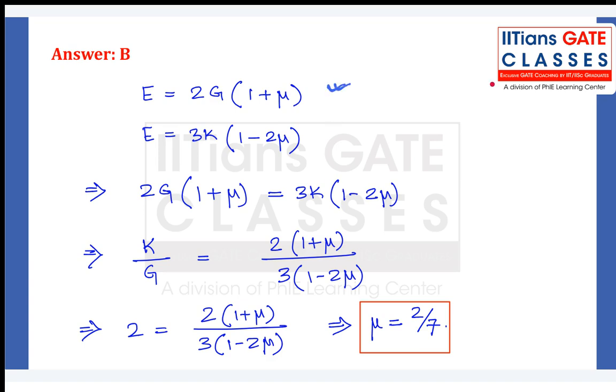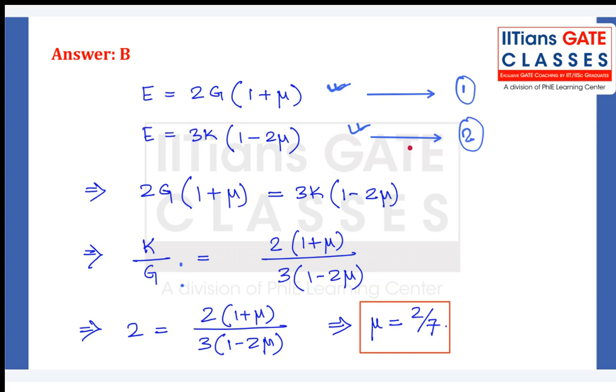Now, this is how we can write the first equation: E is equal to 2G(1 plus mu), where E is the Young's modulus of elasticity, G is the shear modulus, and mu is the Poisson's ratio. And E is equal to 3K(1 minus 2 mu), where K is the bulk modulus of elasticity. Let me say this is equation number 1 and this is equation number 2. Comparing equations 1 and 2, if I simply rearrange, K divided by G will become 2(1 plus mu) divided by 3(1 minus 2 mu).